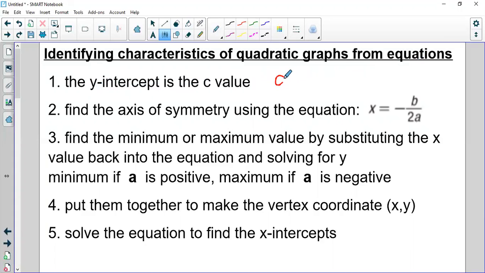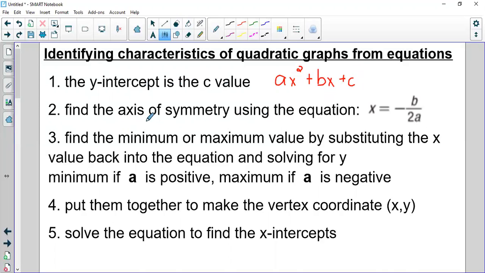Remember the form, the standard form is a x squared plus b x plus c. Also remember that this plus and this plus could very easily be a minus and a minus. It could be a plus or a minus, it doesn't matter. So the a, b, and c we're talking about are these numbers. So the c value, this value, is the y-intercept. Okay, that's easy enough. I can find that just by looking at it.